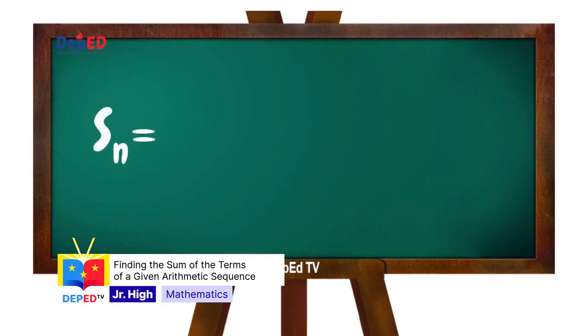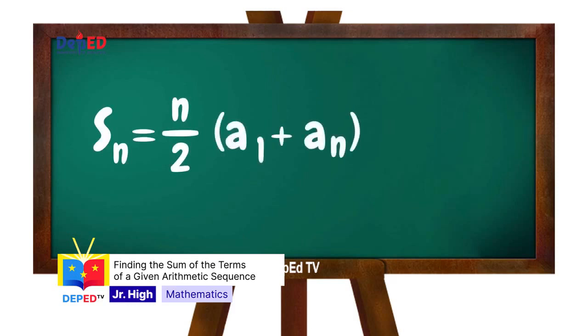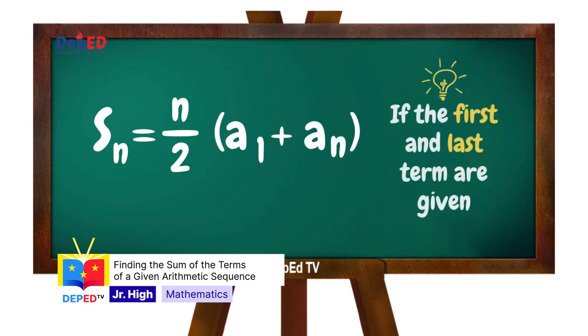S sub n is equal to n divided by 2 times a sub 1 plus a sub n if the first and last term are given. Again, if the first and last term are given, we will use the formula S sub n is equal to n divided by 2 times a sub 1 plus a sub n, where S sub n is the sum of the first n terms. N corresponds to the nth position. A sub 1 is the first term of the sequence, and a sub n is the last term.